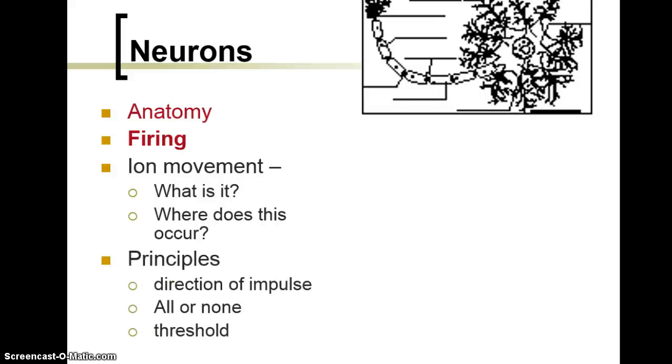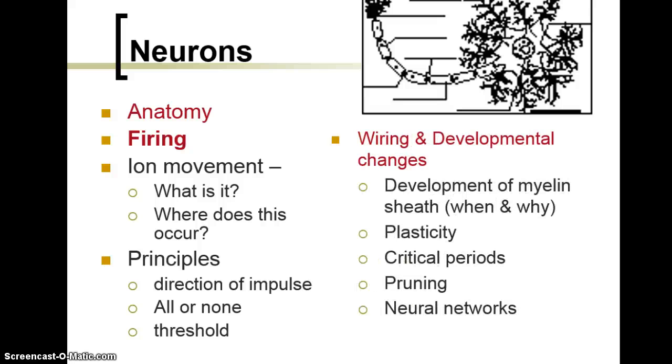Make sure you also understand the firing principles of direction of impulse. It always goes up here from the dendrites through the cell body and then down the little axon, always, always. It's all or none. It either fires or it doesn't. And there has to be a minimum amount of stimulus to actually make it fire. That's called the threshold.